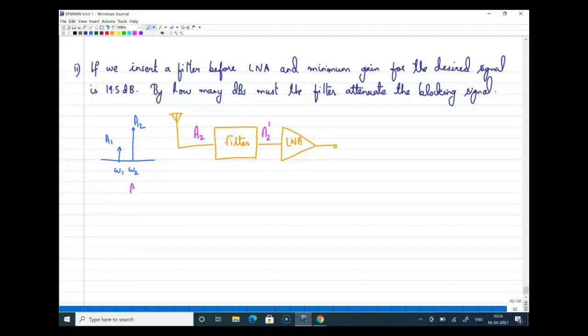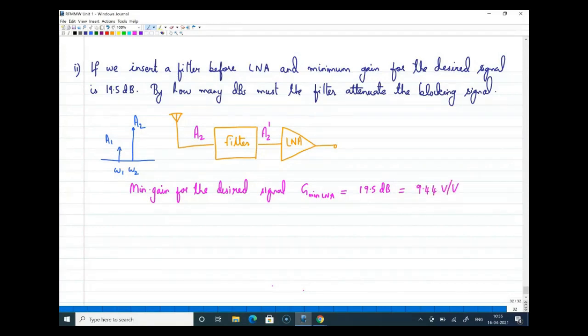Now it is given that the minimum gain for the desired signal, let me call it G minimum of LNA, should be equal to 19.5 dB. So can you guys convert this into volts per volt and let me know the value? What is 19.5 dB? Somewhere close to 10. Yeah, 0.866 Pratap, that is right for A2. So what is 19.5 dB? It is 9.44. Yes, that is true. So that is the minimum gain.